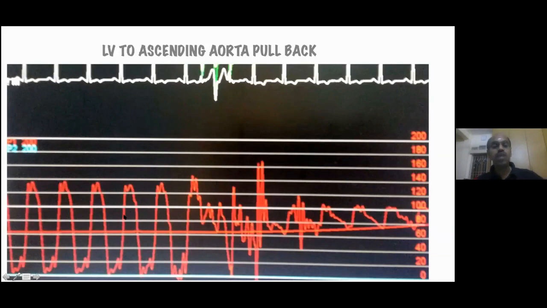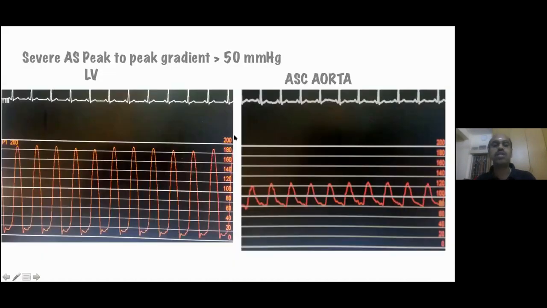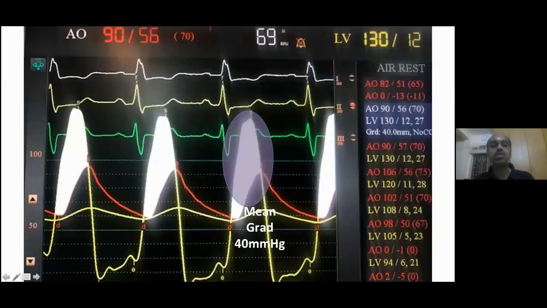When you are looking at a left ventricle to ascending aortic pressure trace, you have to identify, is there a systolic gradient between the LV and aorta? And if there is a gradient between LV and aorta, that means this is aortic stenosis. Severe aortic stenosis in cardiac catheterization is defined as a gradient peak to peak of more than 50 millimeters of mercury. So this is the ascending aortic trace, and an LV trace, a gradient of more than 50 millimeters of mercury is severe aortic stenosis.